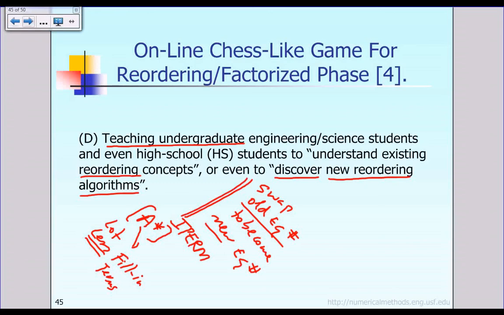Okay? And in fact, if you make a lot of good moves in here, your strategy, like a chess-like move game, may be even better than the existing algorithms, such as, I told you before, the reverse Cuthill-McKee reordering algorithm, or the METIS reordering algorithm. So that means it gives you a chance to even discover a new algorithm by yourself.